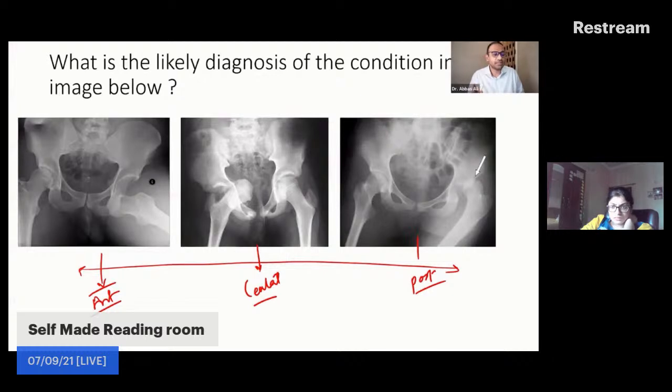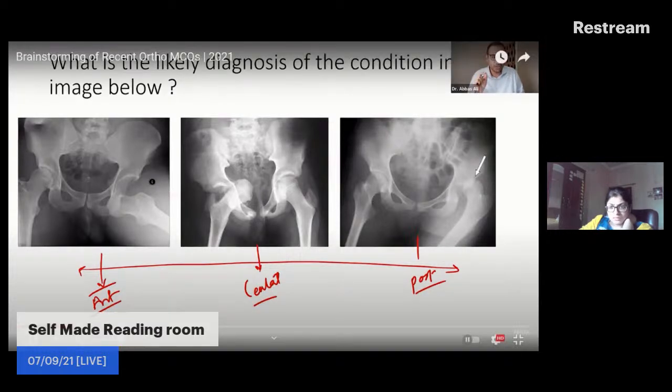Shagufta, is everybody able to hear me clearly? Shagufta, I think there's something wrong with your headphones or something. Just sort it out, right?